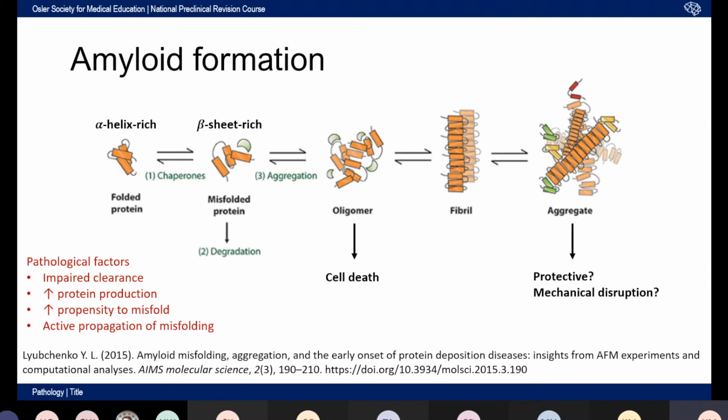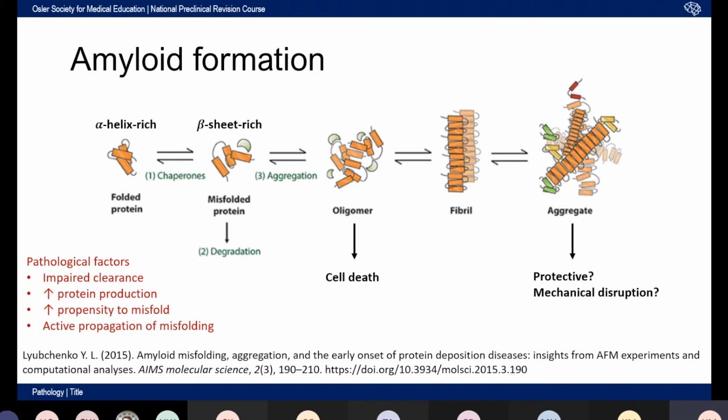These misfolded monomers should usually be cleared as they're formed, but there are various factors that result in them persisting. When they persist, they ultimately cause disease. For example, aging, just advanced age, can cause the clearance mechanisms to be impaired. The protein itself can be produced excessively, for example in a chronic inflammatory disease. The protein could have a greater propensity to be misfolded, for example if there's a genetic predisposition, or the misfolding may actively be propagated in the example of prion diseases, which we'll go through later.